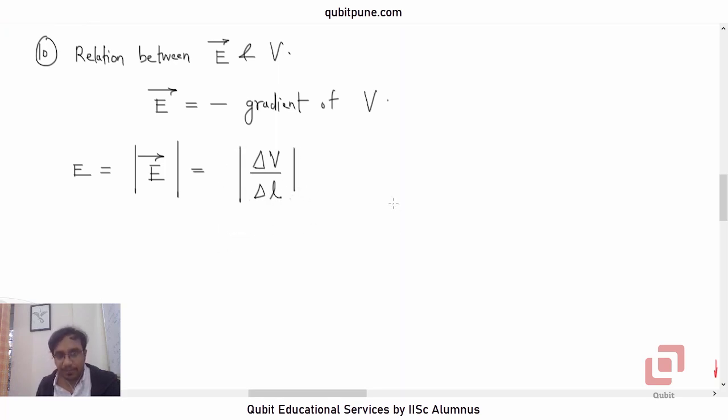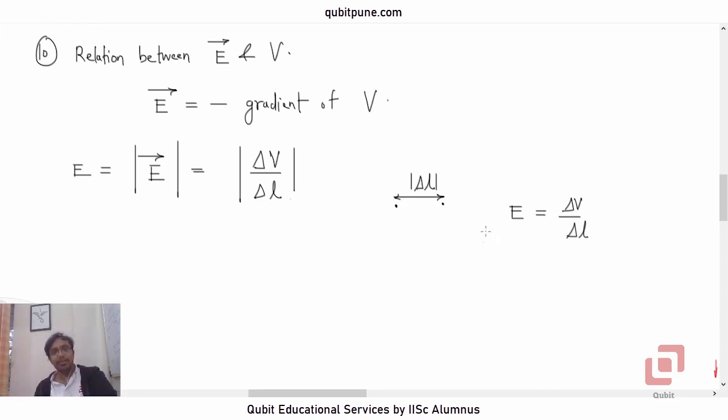So for example, if you are here and let's say you go to this point, the distance between the 2 points will be mod delta L. And if the potential changes as you go from this point to this point by delta V, then you say that the electric field here is, in magnitude, delta V by delta L.